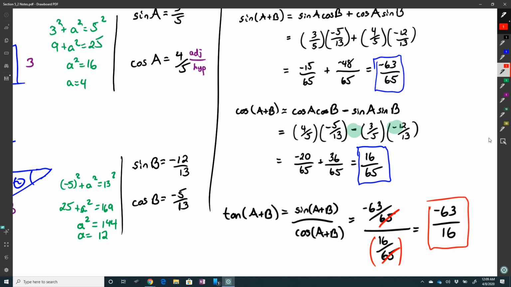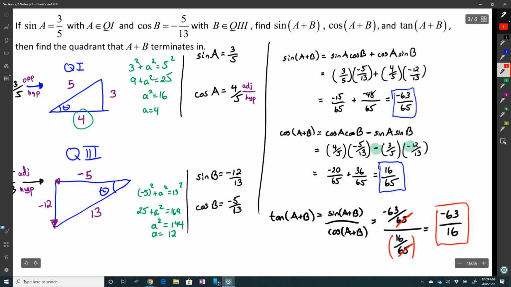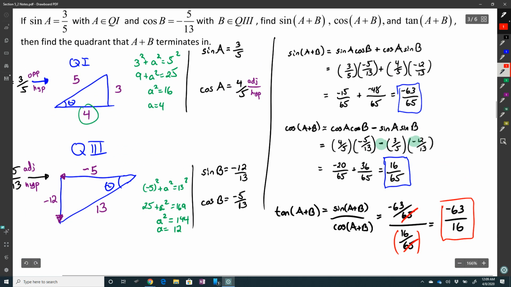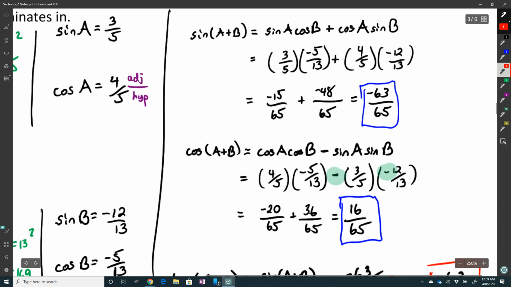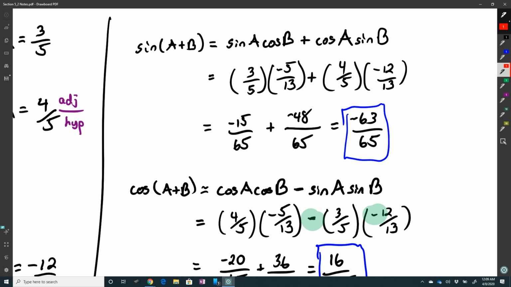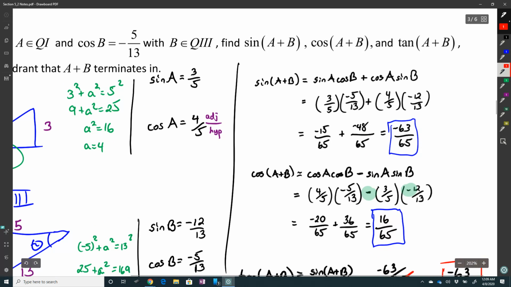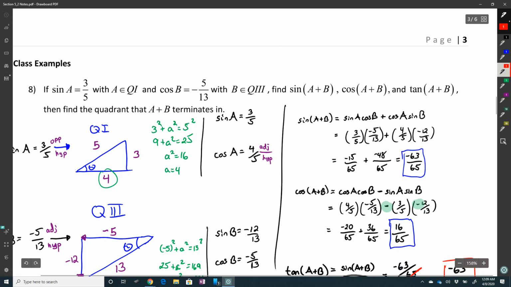So there's sine, cosine, and tangent. But really, I could have figured out any of the terms I wanted to. I could have found secant by just doing 1 over cosine. I could have found cosecant just by doing 1 over sine. So these are sine, cosine, and tangent, but you can really find all 6 if you wanted to. All right. So now the last question is, what quadrant is it in?